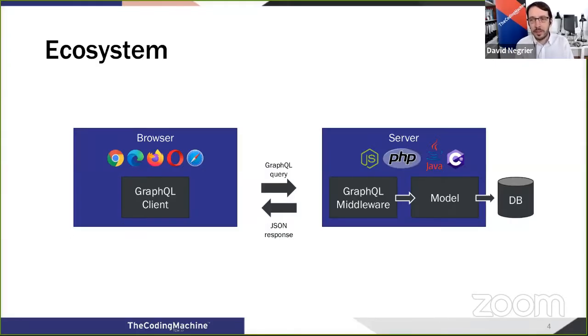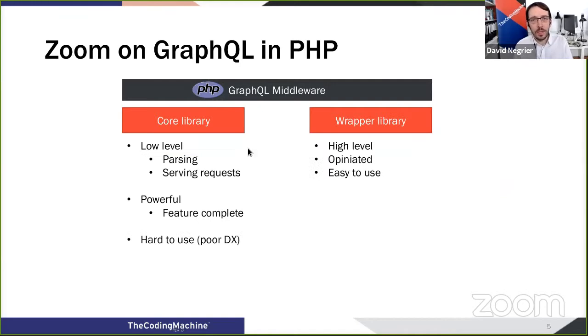So about the ecosystem, well, I'm sure all of you already know that when you're doing GraphQL, you need a GraphQL client in the browser and a GraphQL middleware on the server side. And there are implementations of GraphQL middlewares in many languages. Of course JS, it started there, but also PHP, Java, C#, or whatever. Today, we're going to be zooming in on PHP. And if we have a look at the PHP GraphQL middlewares, there are actually 2 kinds of such middlewares, and I will split them a bit arbitrarily in 2 sections. One that I call core libraries, and another that I call wrapper libraries.